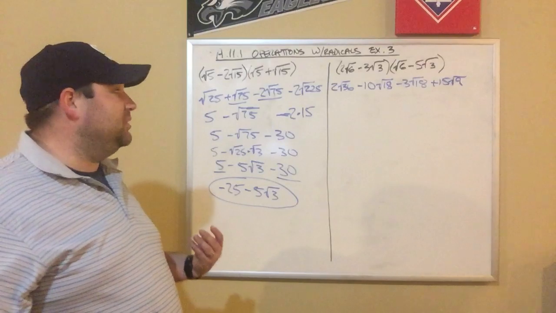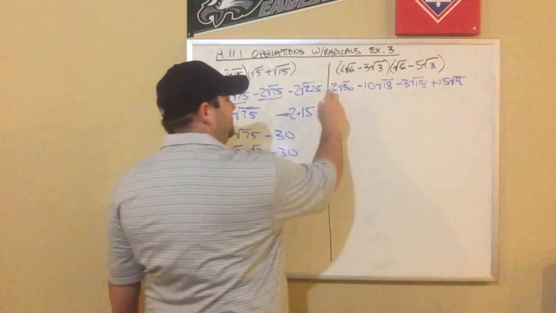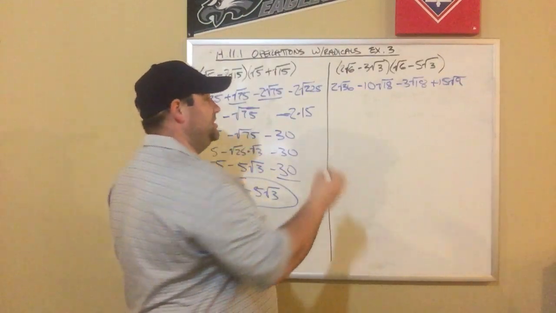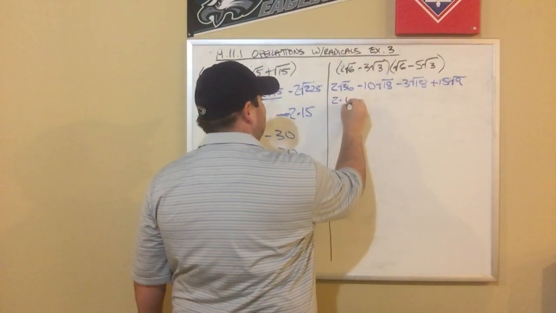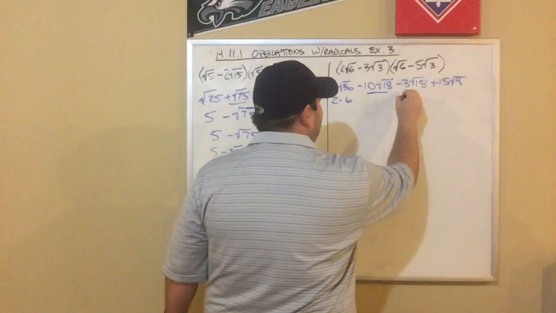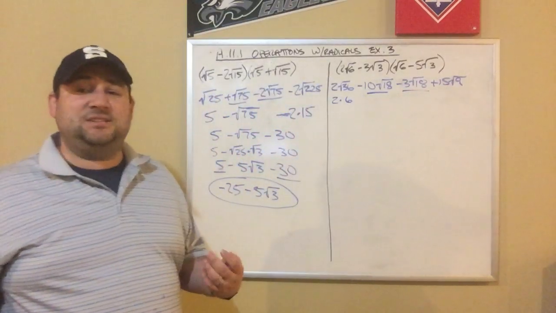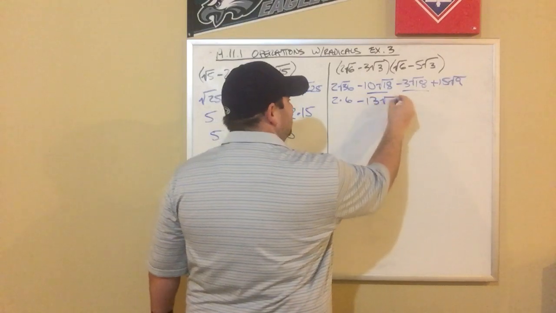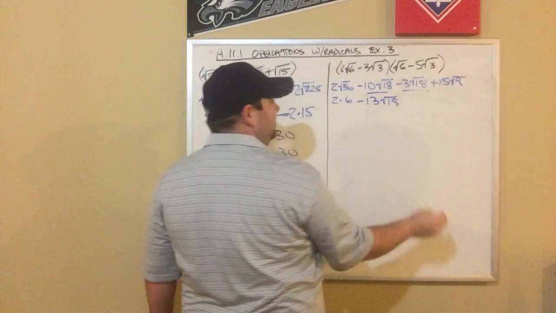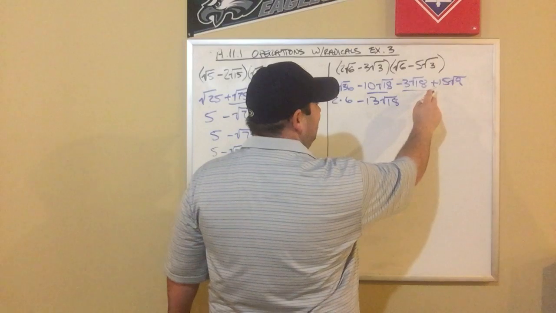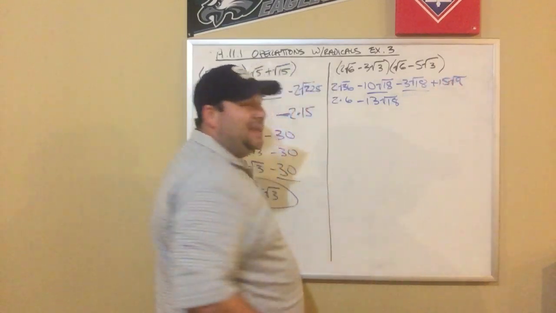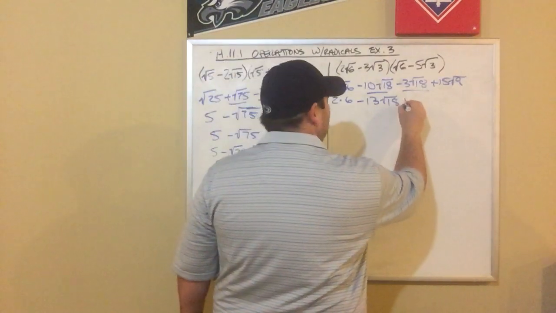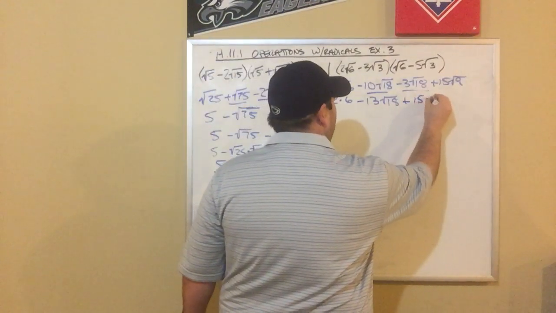Now we simplify. So 2 times the square root of 36. Square root of 36, that's a perfect square. The square root of 36 is just 6, so 2 times 6. In the middle, I've got like terms. They both have root 18, so I'm going to combine them. Negative 10 minus 3 is negative 13, so negative 13 root 18. And then finally, my last here, 15 root 9. Root 9 is a perfect square. The square root of 9 is 3, so that's going to be plus 15 times 3.